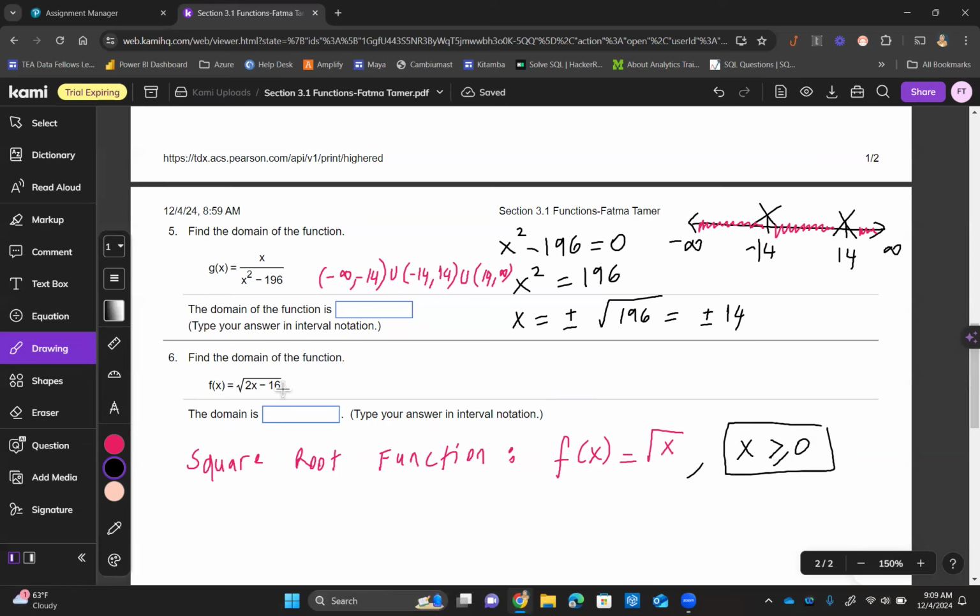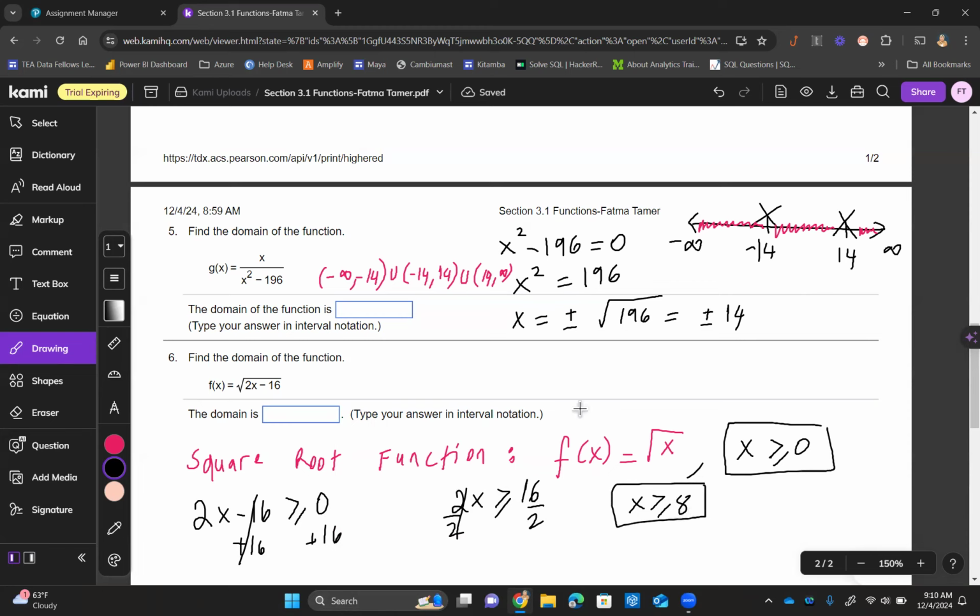So for number 6, what we have under the radical is 2x minus 16. According to the rules, this expression must be greater than or equal to 0. So I need to solve this inequality for x. So we will add 16 to both sides. So 2x must be greater than or equal to 16. Then divide both sides by 2. So x must be greater than or equal to 8. So this is the rule for domain. I can use any numbers from 8 to infinity.